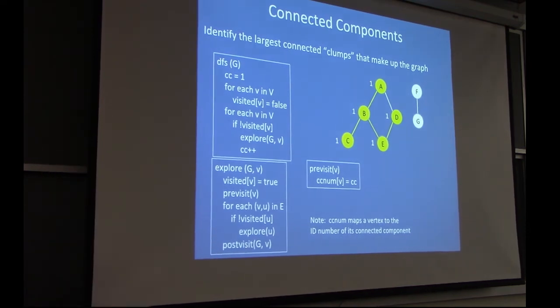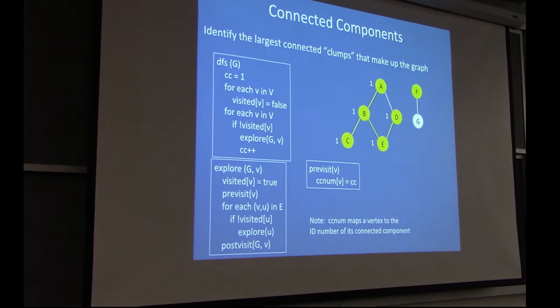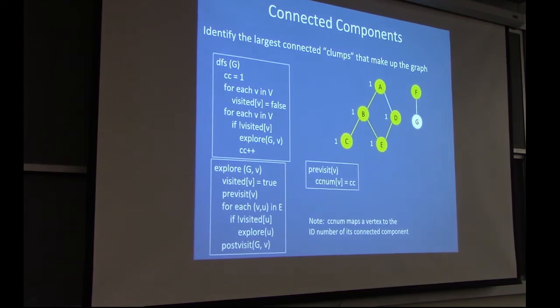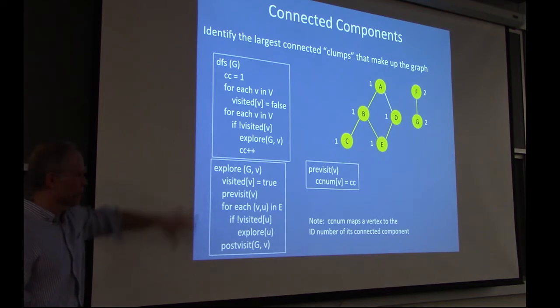So what will happen next? It'll search everything until it finds one. All right, it'll search and find F is unvisited, so it'll visit it and give it a number of 2. And G gets a 2. So that's an example of an algorithm you can build from DFS with a little bit of tweaking.